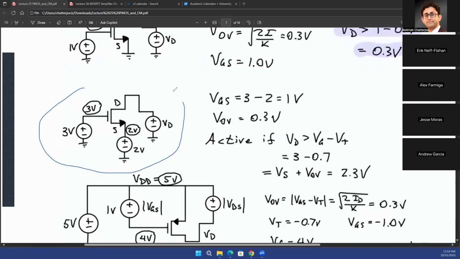Now let's look at this case where there is 2 volts connected at the source of the MOSFET. You have the VD connected to the drain of the MOSFET, and at the gate of the MOSFET, you have 3 volts. So your gate to source voltage is how much? VG minus VS. VG was 3 volts and VS was 2 volts. So you have 3 minus 2, that is 1 volt. V overdrive is still 0.3 volt. It's the same scenario as the previous one. Now again, you're going to be in the active region if the absolute value of VDS is greater than V overdrive.